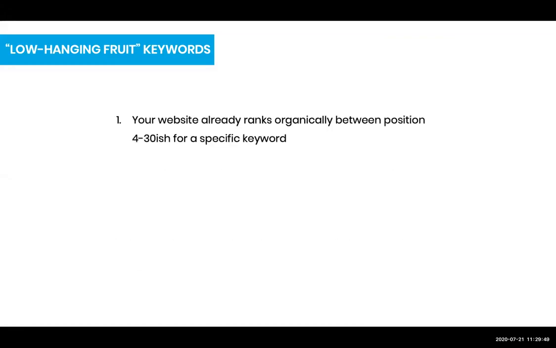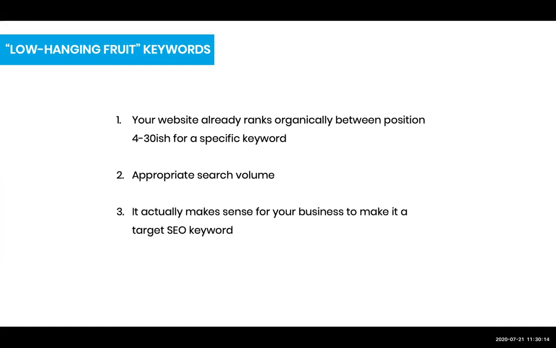All right. Let me quickly introduce you to something I call the low-hanging fruit keywords. Naturally, your website already ranks for certain keywords, even if you haven't done search engine optimization. I define these low-hanging fruit keywords as a keyword where you organically rank between position 4 and 30. So you're not in the top 3, right? There is appropriate search volume. And of course, it actually makes sense for your business to optimize for that keyword.